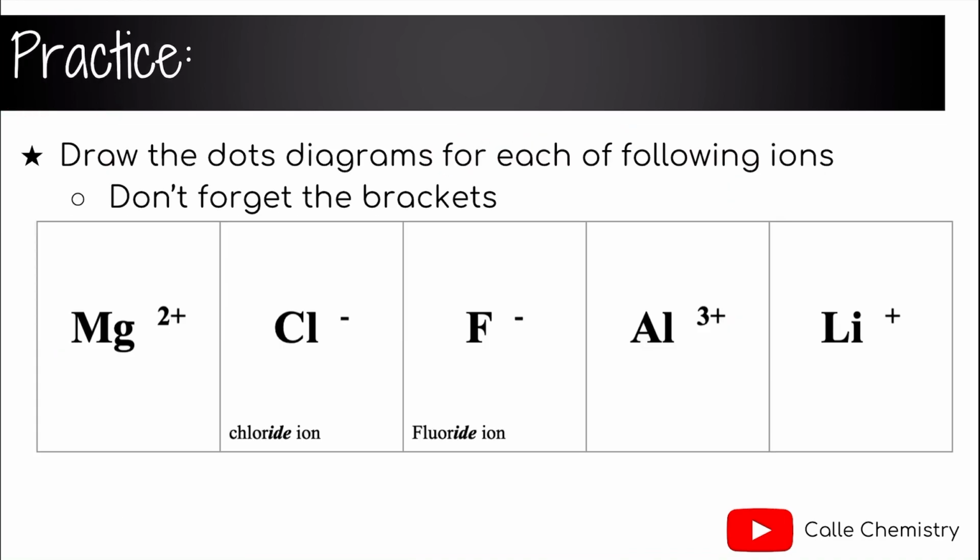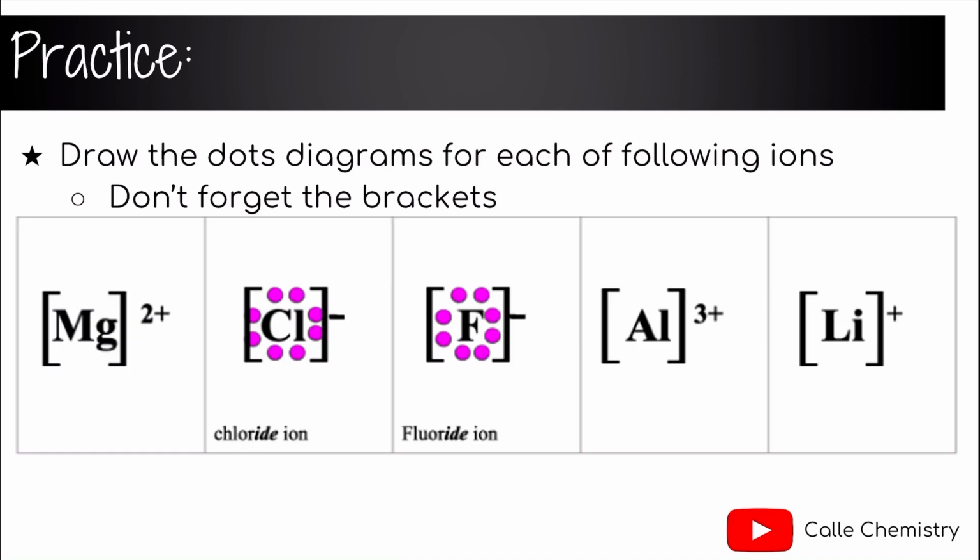Now let's go to a little bit of practice. Here I want you to pause and take a second to try to do these problems yourself. And now the Lewis dot diagram for these ions, we have to draw the brackets, and also we have to draw the dots, if there's any dots around it. So here is how this would look like. The Lewis dot diagrams of these ions would look like this.